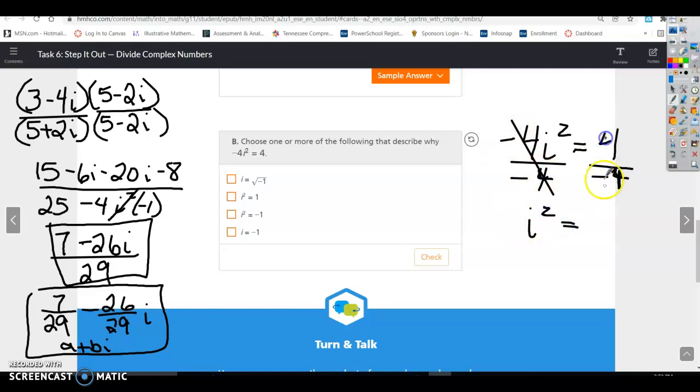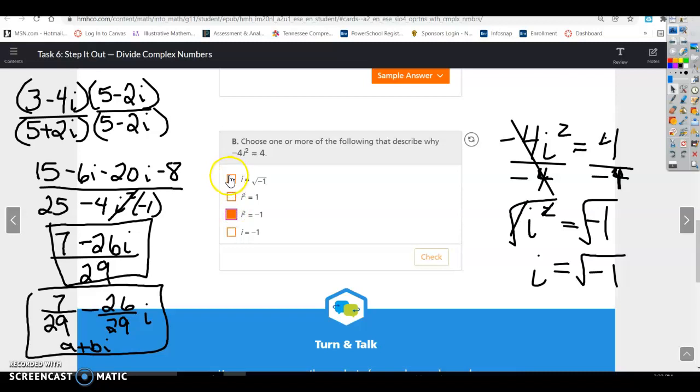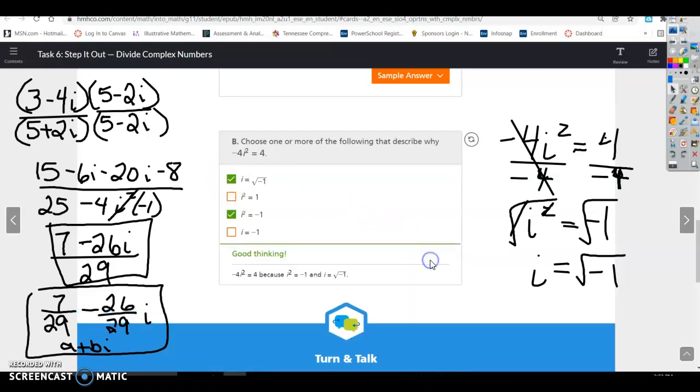So I've got i squared equals negative 1. And then on top of that, I can take the square root of both sides. And i equals the square root of negative 1. All right, so I can look down through here and I can see that i squared equals negative 1, and i equals the square root of negative 1. So this one has 2 correct answers there. All right, that's all for task 6. If you have any questions, please let me know.